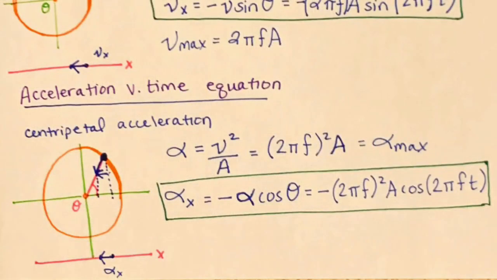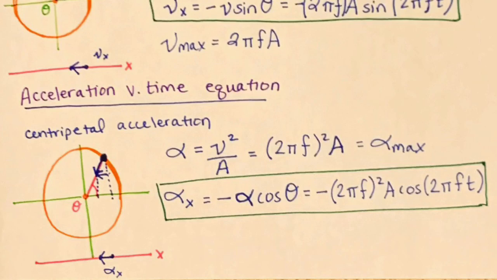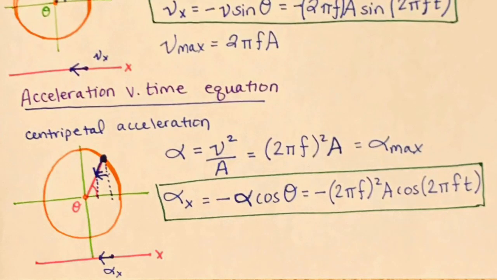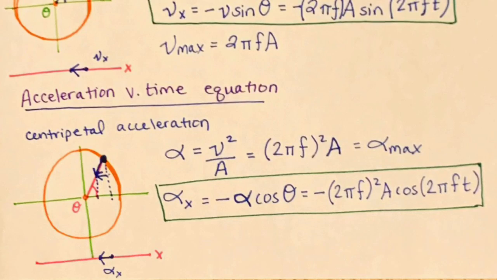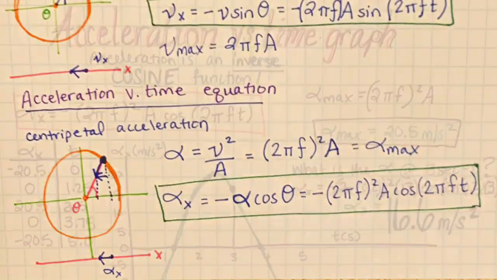Finally, we can create an acceleration graph to describe the simple harmonic motion of the bicycle wheel. Centripetal acceleration in uniform circular motion always points to the center of the circle. We can determine the x component of the centripetal acceleration by x component of acceleration equals negative 2 pi times frequency squared times amplitude times cosine of 2 pi times frequency times time. The max acceleration is found by multiplying 2 pi times frequency squared times amplitude.